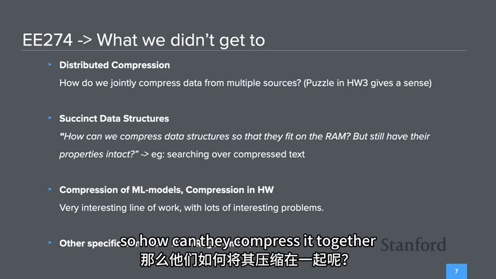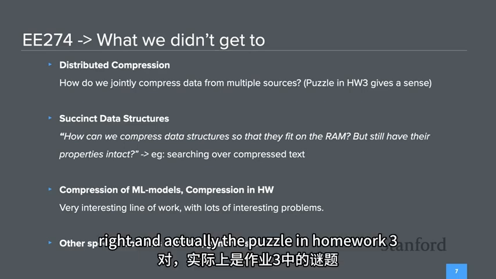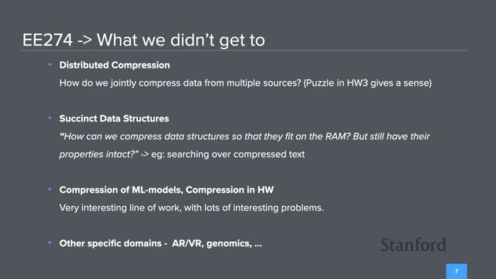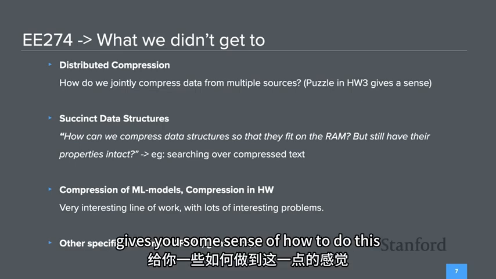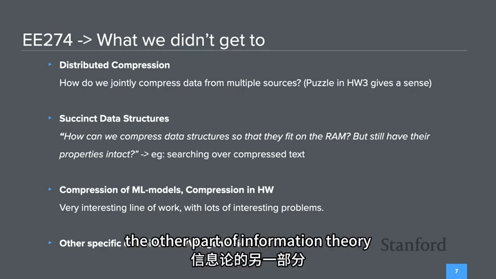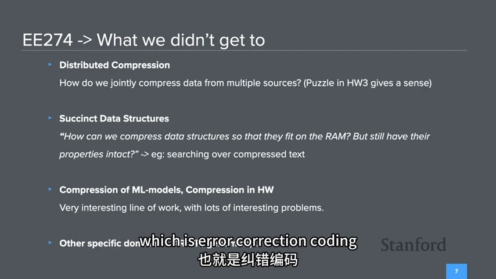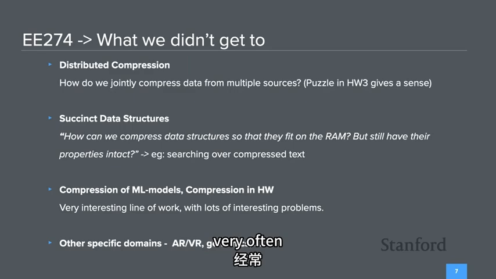So how can they compress it together? Right? And actually the puzzle in homework 3, the one where you wanted to send X and the other guy had Y, gives you some sense of how to do this. And this actually ties into the other part of information theory, which is error correction coding. And the tools from error correction coding are used for distributed compression very often.